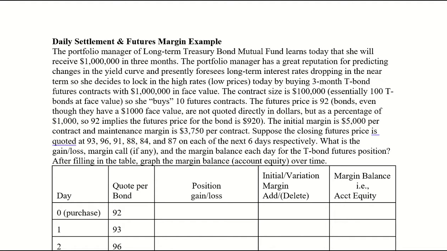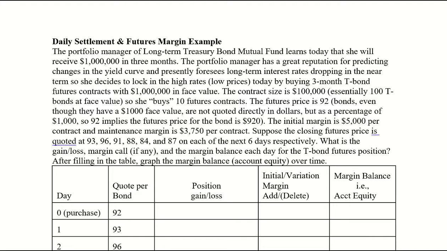Now, maintenance margin is $3,750 per contract. And what that means is if the account balance for each contract falls below $3,750, in other words, the initial margin is $5,000, if the value of that position drops to $3,750 per contract, there's going to be what's called a house call or what's called variation margin. The portfolio manager is going to have to pony up some money because the market's moving against her.